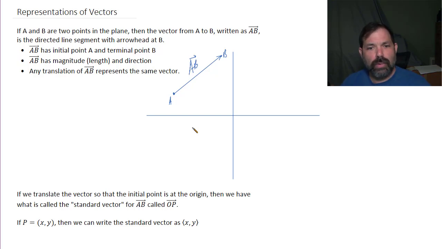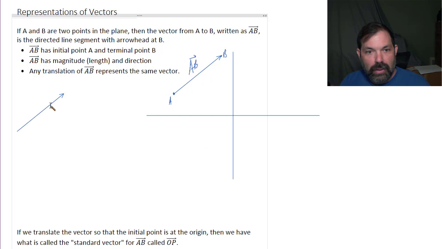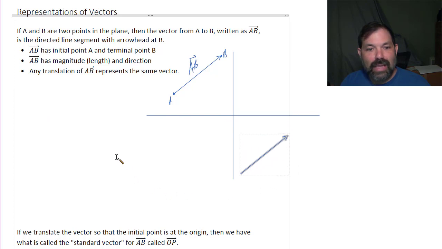Now, one thing that's interesting about vectors is that any translation of a vector, if I take the vector and I move it left, right, up, down, it's the same vector. It's an equivalent vector. So if I take this vector and let me move it over here, that's the same vector, right? It has the same magnitude and the same direction. It is the same vector.